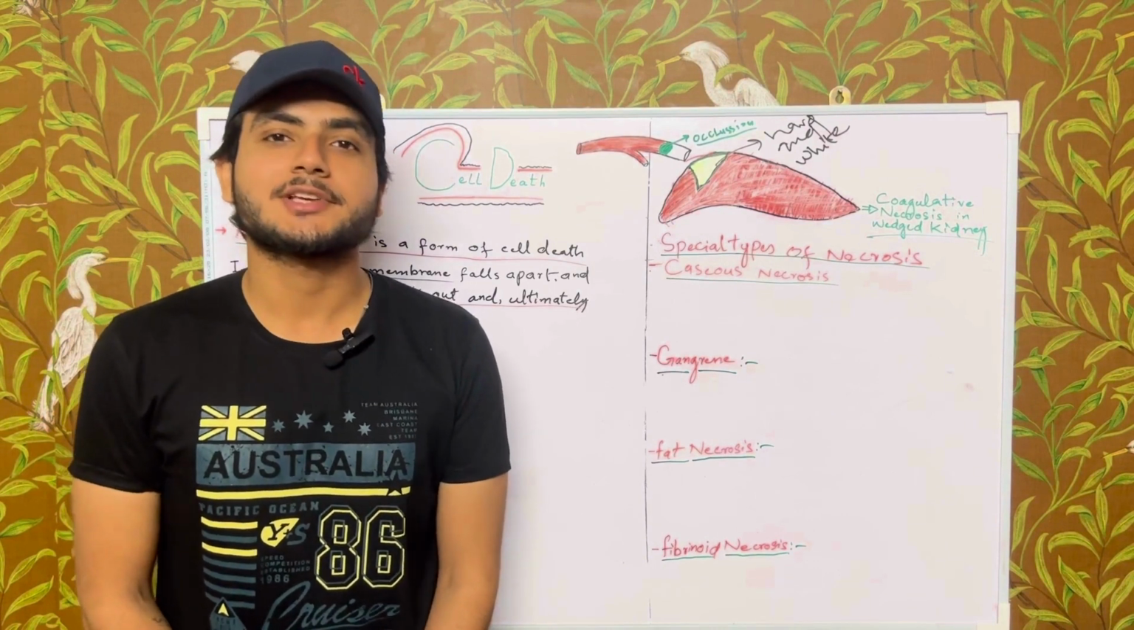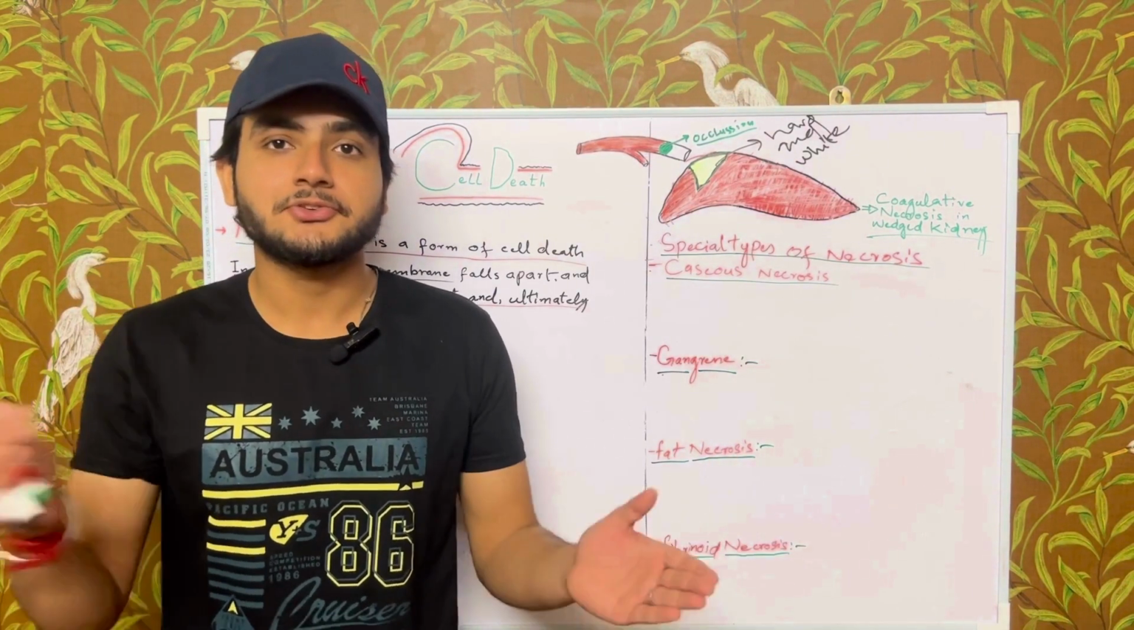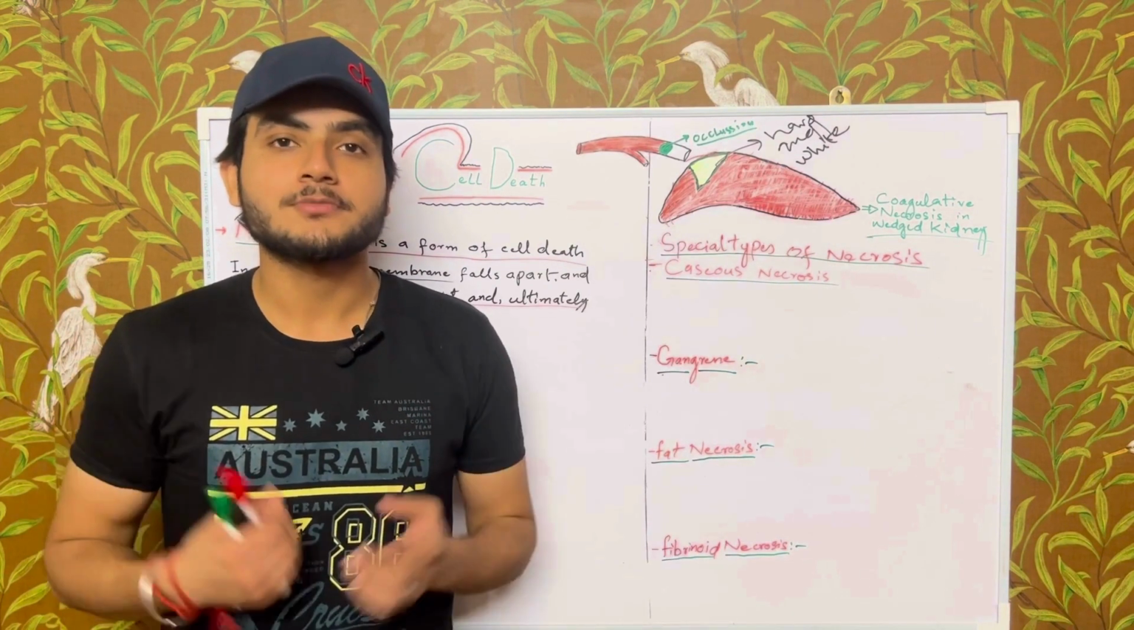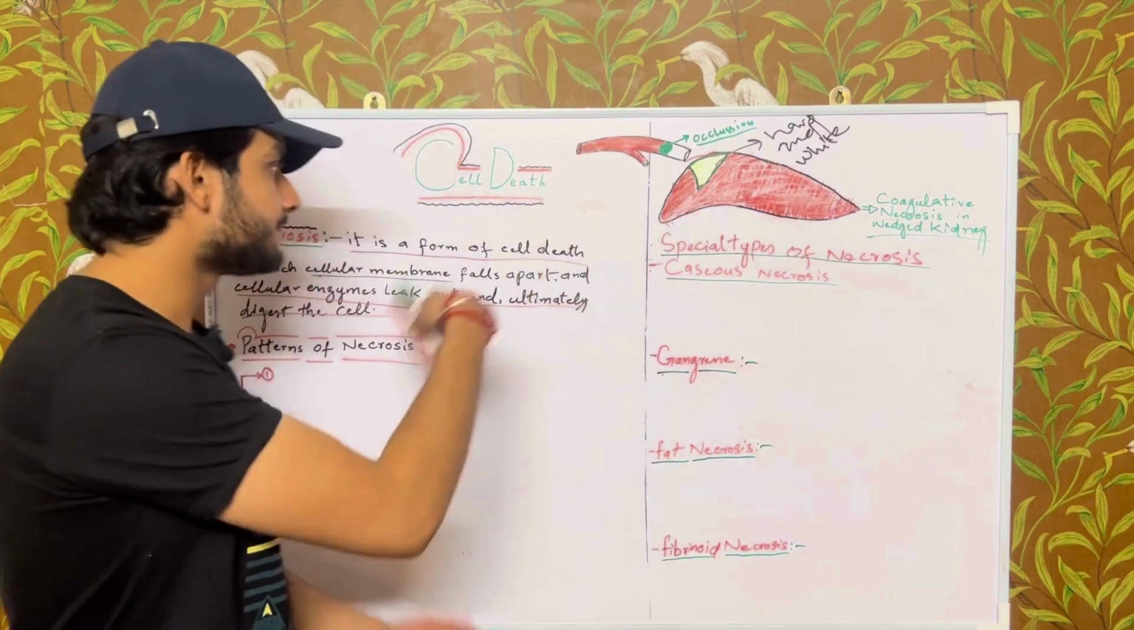In the last video, we discussed the reversible and irreversible cell injuries in much detail. In this video, we'll be discussing one of the forms of cell death named necrosis. So let's dive into the lecture.